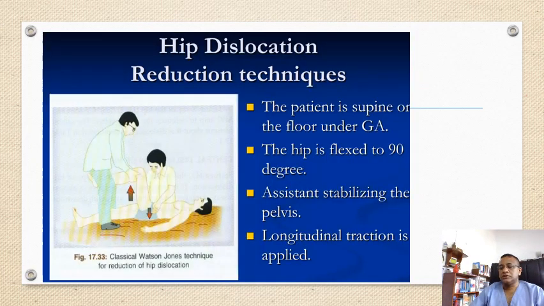Hip dislocation reduction should almost always be done under general anesthesia. The patient is kept in supine position. You need an assistant to hold the pelvis. Then you have to apply longitudinal traction and do the maneuver.